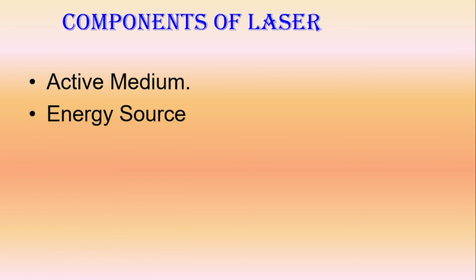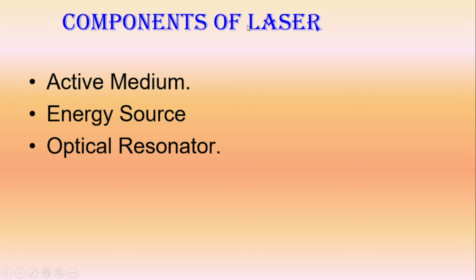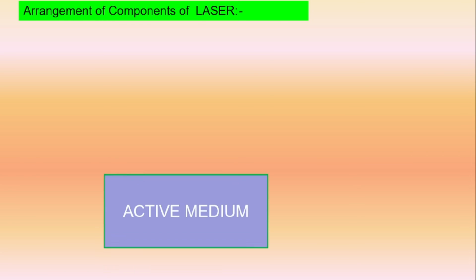Now let us see the components of laser. One component of laser is the active medium, another component is the energy source, and another component is the optical resonator. Actually, there are many components of laser, but these three are the main components of all lasers. Let us see the arrangement of components of laser, that means how the components of laser are arranged.